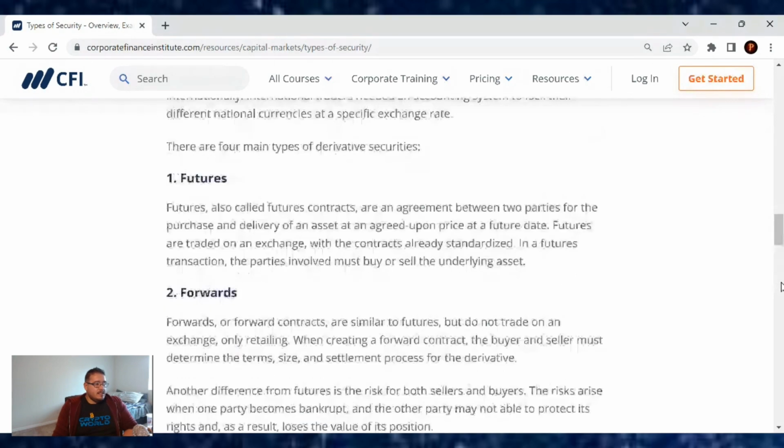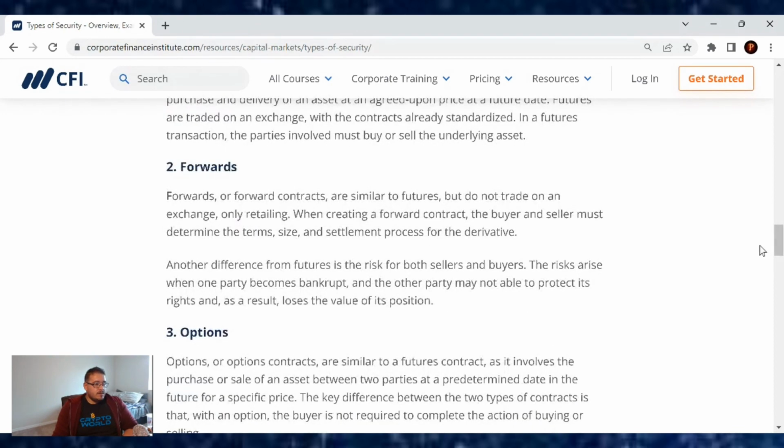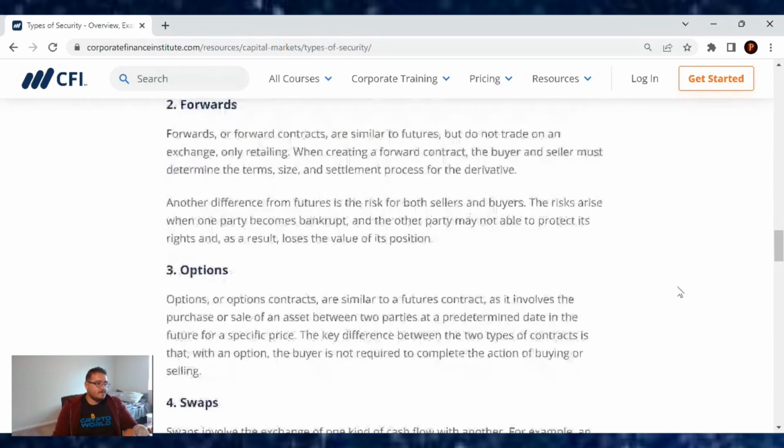The other type is forwards. Forwards, or forward contracts, are similar to futures, but do not trade on an exchange, only retail. When creating a forward contract, the buyer and seller must determine the terms, size, and settlement process for the derivatives. Now, another difference from futures is the risk for both sellers and buyers. The risks arise when one party becomes bankrupt and the other party may not be able to protect its rights and, as a result, loses the value of its position.